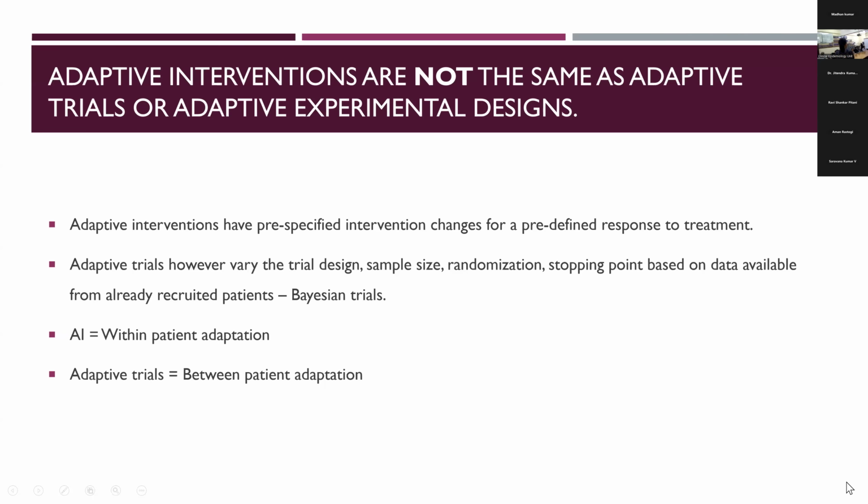Please note that in an adaptive intervention, everything is pre-planned. Nothing changes during the trial. It is just that each patient can vary between arms of the trial. One patient can go down pathway A, one patient can go down pathway B. So in short, an adaptive intervention is a within-patient adaptation, whereas an adaptive trial is a between-patient adaptation.